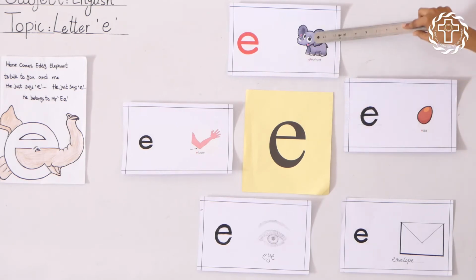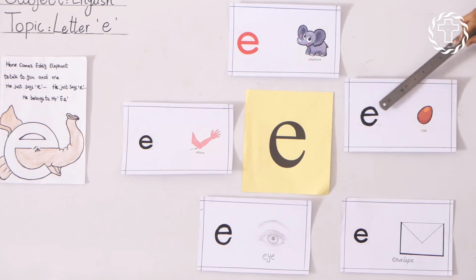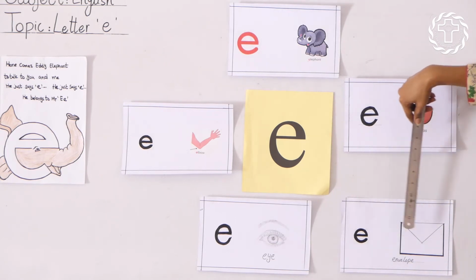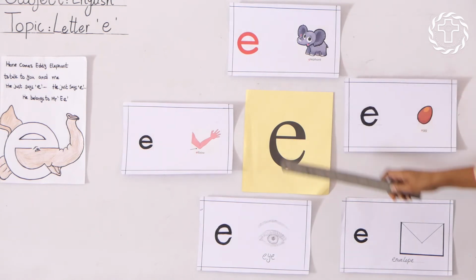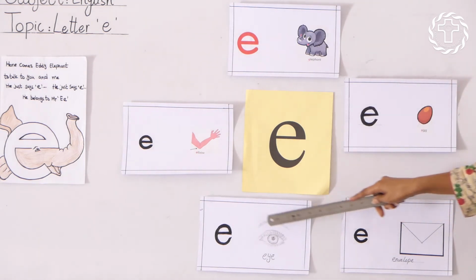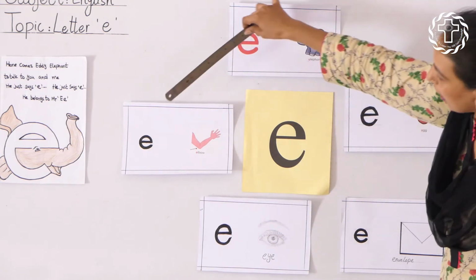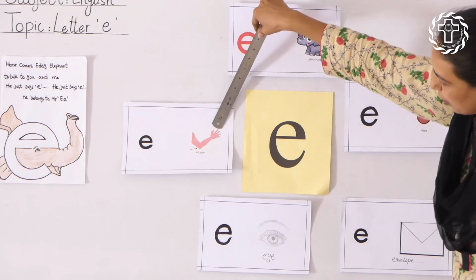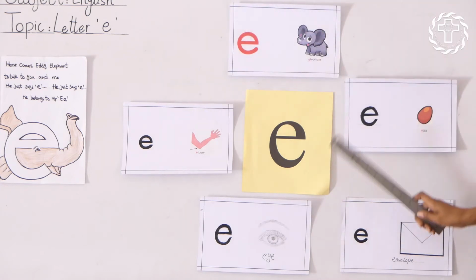Elephant. And the next one is egg. And the other picture is envelope. Okay, and the next one is eye. And the next one is elbow.